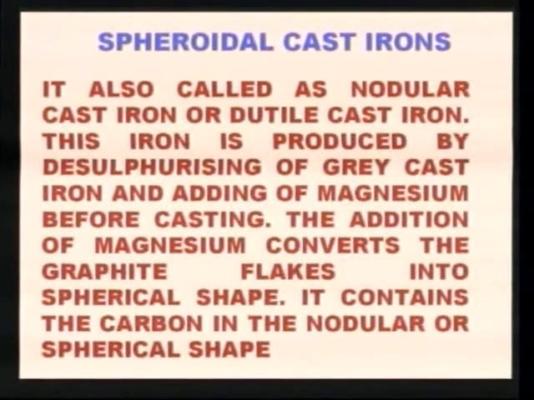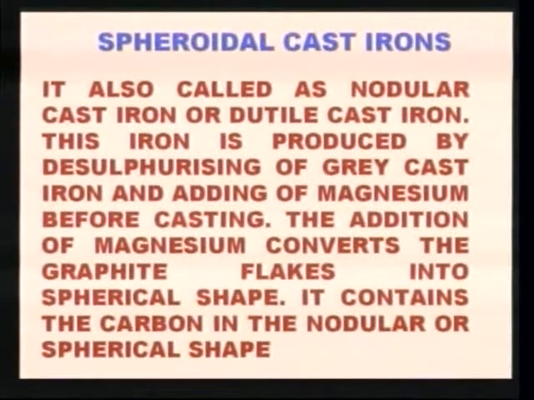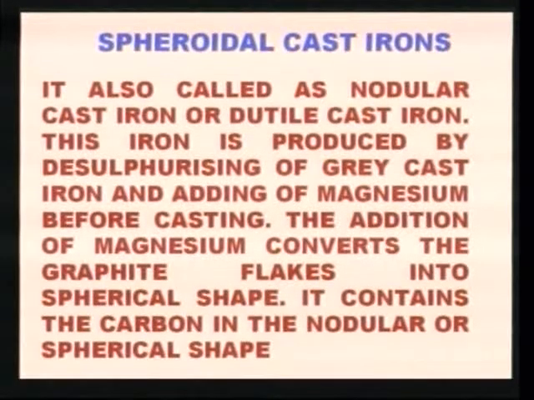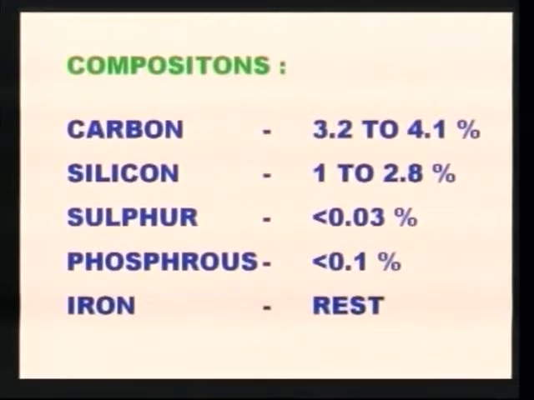The last type of cast iron is spiral cast iron. It is also called nodular cast iron or ductile cast iron. This iron is produced by desulfurizing of gray cast iron and adding of magnesium before casting. The addition of magnesium converts the graphite flakes into spherical shape. It contains the carbon in the nodular or spherical shape. This is the composition of the spiral cast iron.